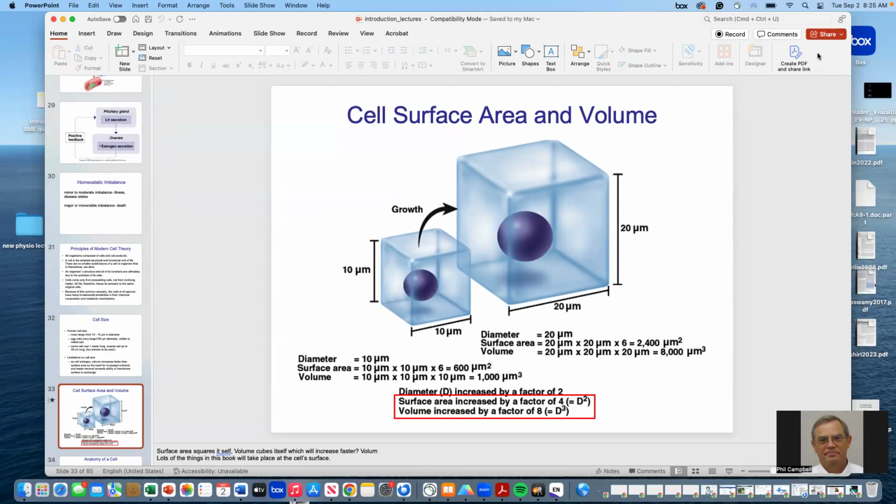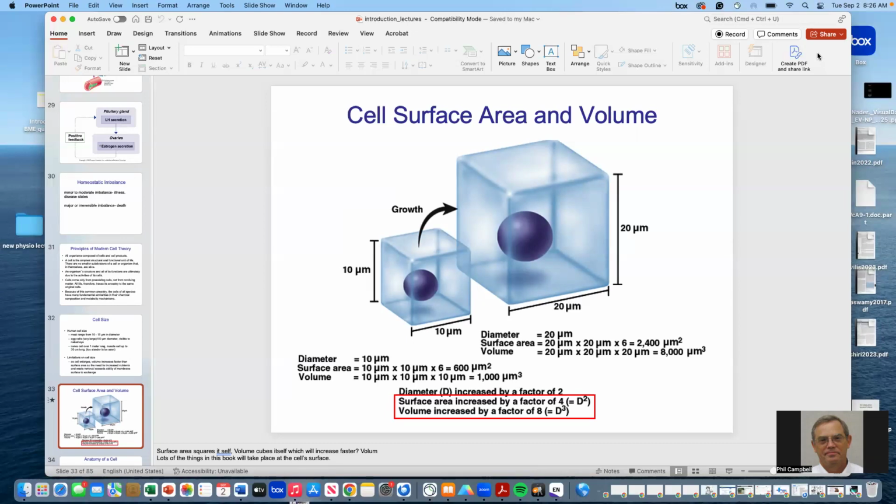So in this particular example, instead of a circle, let's work with a cube. Okay. And it's just for keeping the math simple. So we have two sizes of cells. We have a traditional size of a cell, which is 10 microns. That's the smaller cube. Okay. So it's 10 by 10 by 10. Its diameter is 10 microns, right? Its surface area is 10 by 10 by 6 because there are 6 sides. That gives us 600 microns squared. And if we do volume, basically it's 10 by 10 by 10 or 1,000 microns cubed.